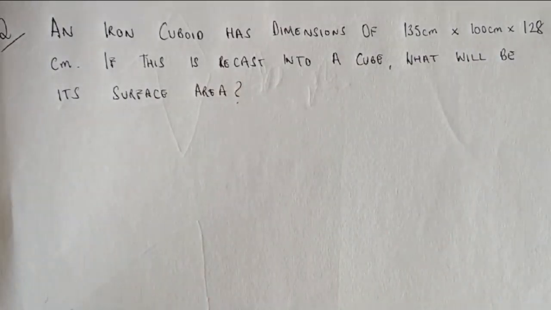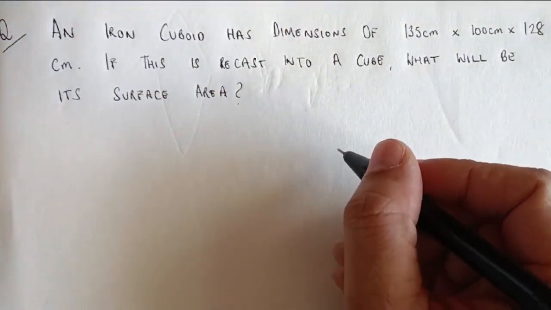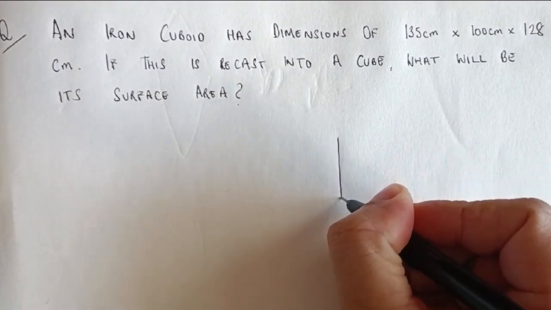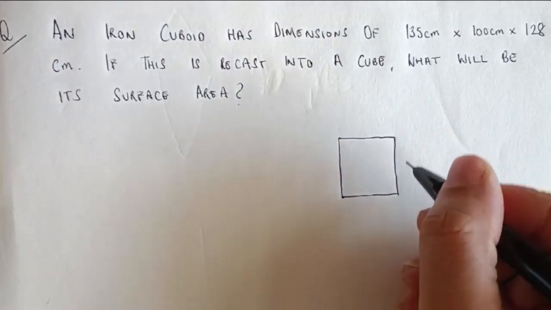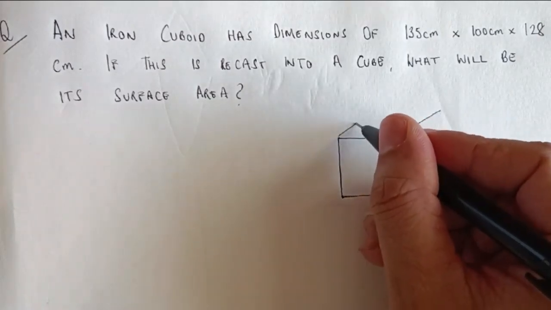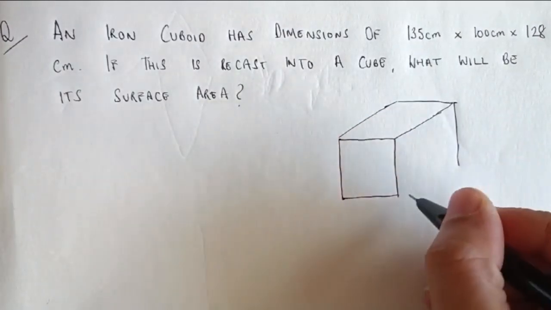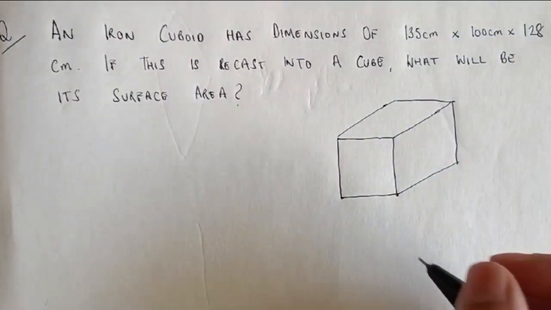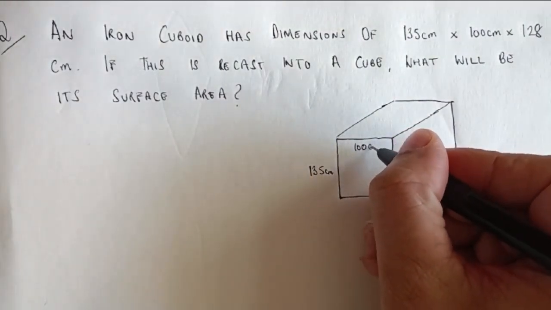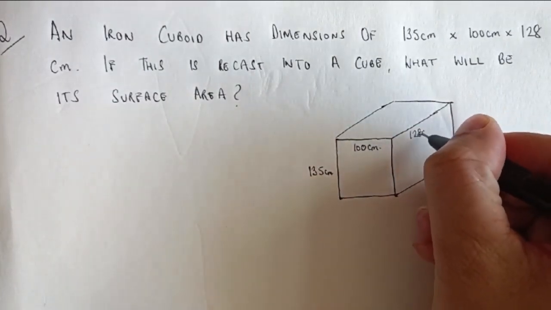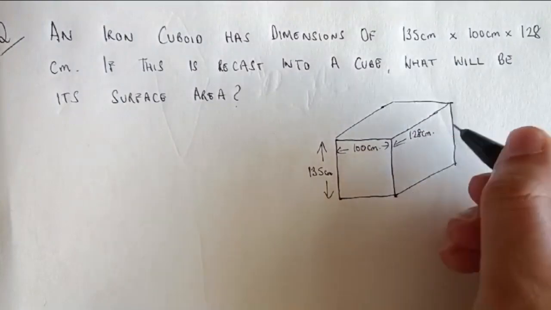The first step in any problem that involves area, geometry and the like is we will have to draw the diagrams. So we have a cuboid here. Ignore the scale of the cuboid. It may not be perfect to scale, but the reason we are drawing this is so that we have an idea of what we are getting into. So this is the cuboid, with 135 centimeters, 100 centimeters and 128 centimeters.